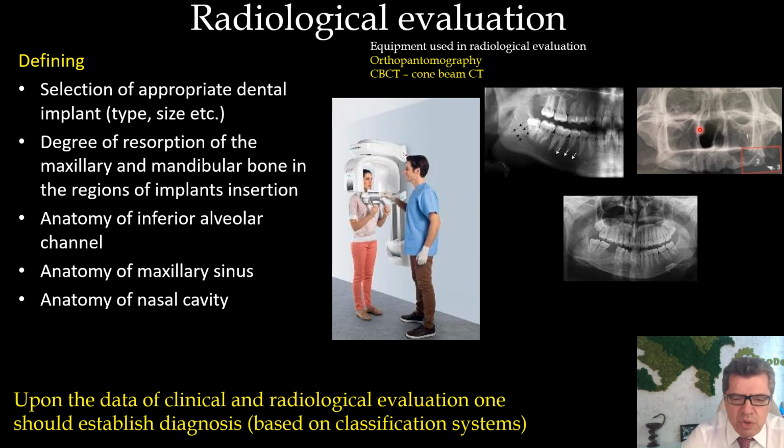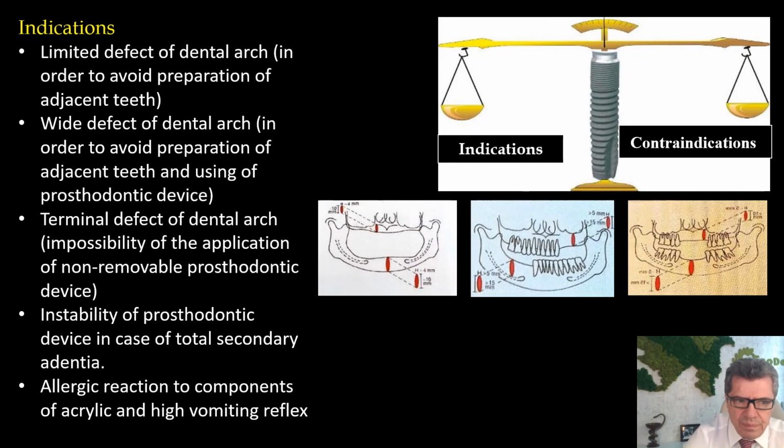Based on the data of the clinical and radiological evaluation, one should establish a diagnosis based on a classification system. The indications: a limited defect of the dental arch, in order to avoid preparation of the adjacent teeth; a wide defect of the dental arch, in order to avoid preparation of adjacent teeth and to use a prosthodontic device; a terminal defect, where sometimes it is impossible to apply a non-removable prosthodontic device; instability of the prosthodontic device in case of total secondary adentia; and allergic reaction to components of acrylic and a high vomiting reflex.